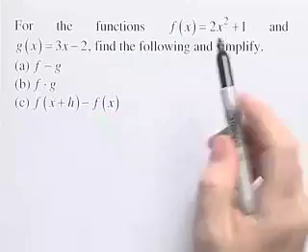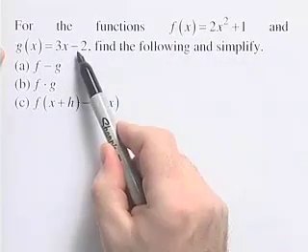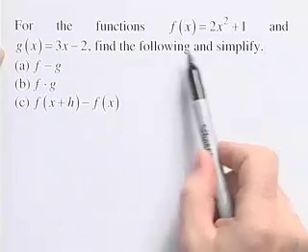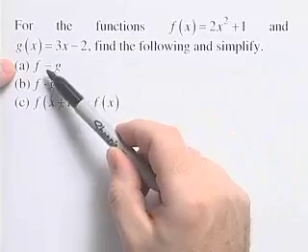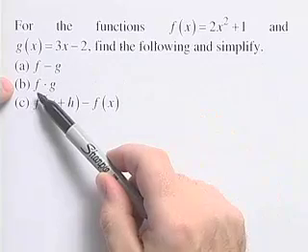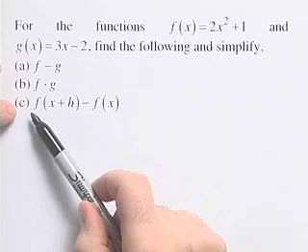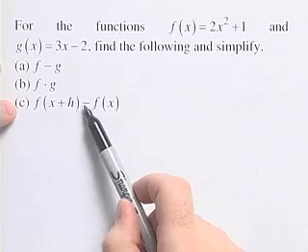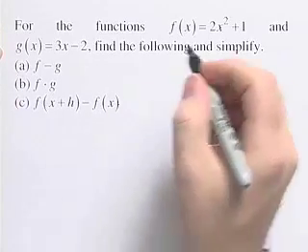For this next problem, we're going to look at some operations on functions. For the functions f of x equals 2x squared plus 1 and g of x equals 3x minus 2, we want to find the following and simplify. Part A, we want to find the difference of the two functions, f minus g. Part B, we want to find the product of the two functions, f times g. And in part C, we want to find f of x plus h minus f of x. So we'll start with part A.